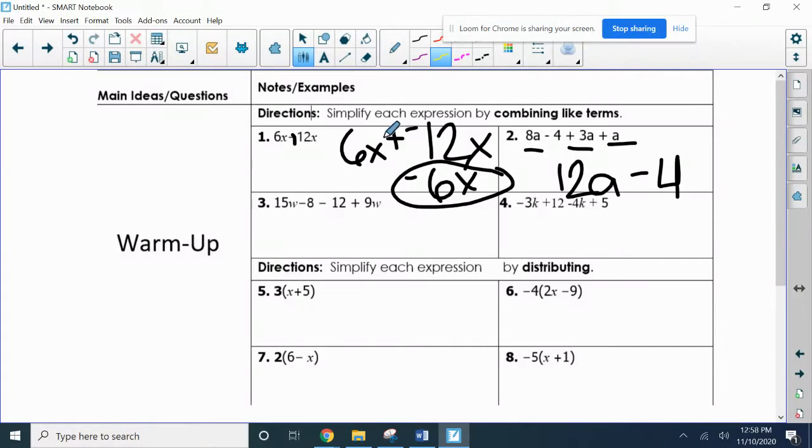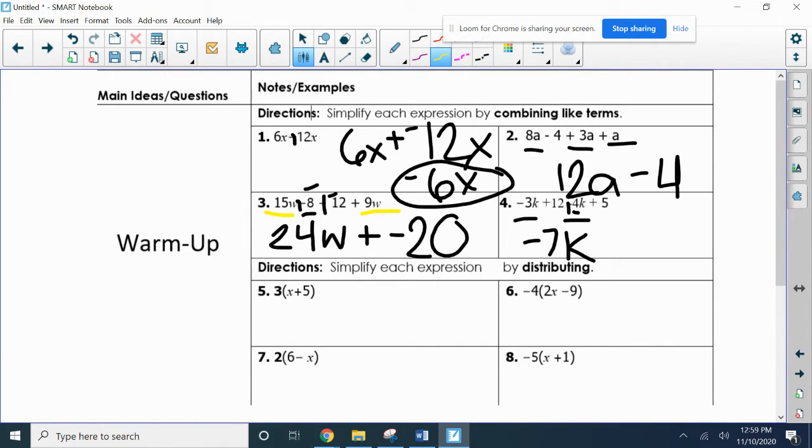So on this next one, I see a 15w, I see a 9w, and both of those are positive, so we can go ahead and add those to make 24w, and then I have negative 8, because plus a negative, so negative 8 and negative 12 is going to be plus negative 20, because two negatives you add together and become a bigger negative. All right, so then I have negative 3k and negative 4k, because this is plus negative 4k. Give me negative 7k, and I have positive 12 and positive 5. So plus 17.